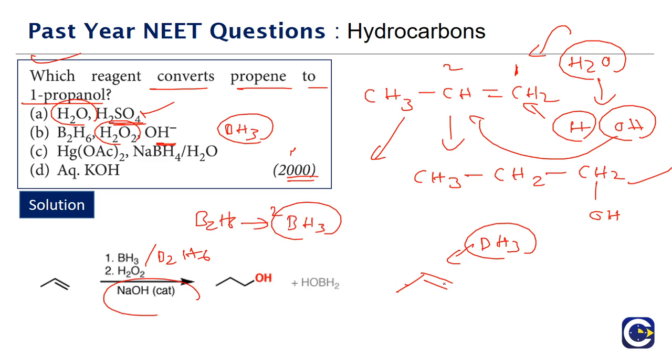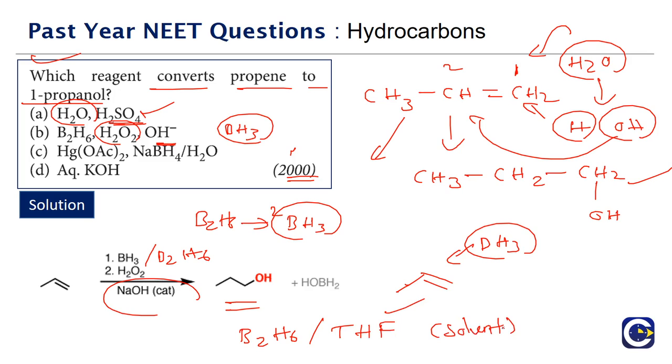BH3 will get added onto the alkene, so it will form a complex. And the complex, on oxidation, will give us the final alcohol, which is the alcohol that comes based upon the anti-Markovnikov rule. So this is the mechanism for the hydroboration oxidation. Sometimes we can even see the same reaction represented as B2H6 in the presence of THF, tetrahydrofuran, which is a solvent.